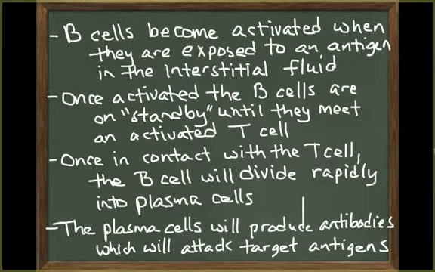B cells, on the other hand, become activated when they are exposed to an antigen in the interstitial fluid. Once activated, these B cells are on standby, and they must meet with an activated helper T cell before they can divide. Once they do meet with an activated helper T cell, the B cells will divide rapidly to produce plasma cells. The plasma cells will then rapidly produce antibodies that have the same target as the original B cell. The antibodies attack these target antigens to destroy them.